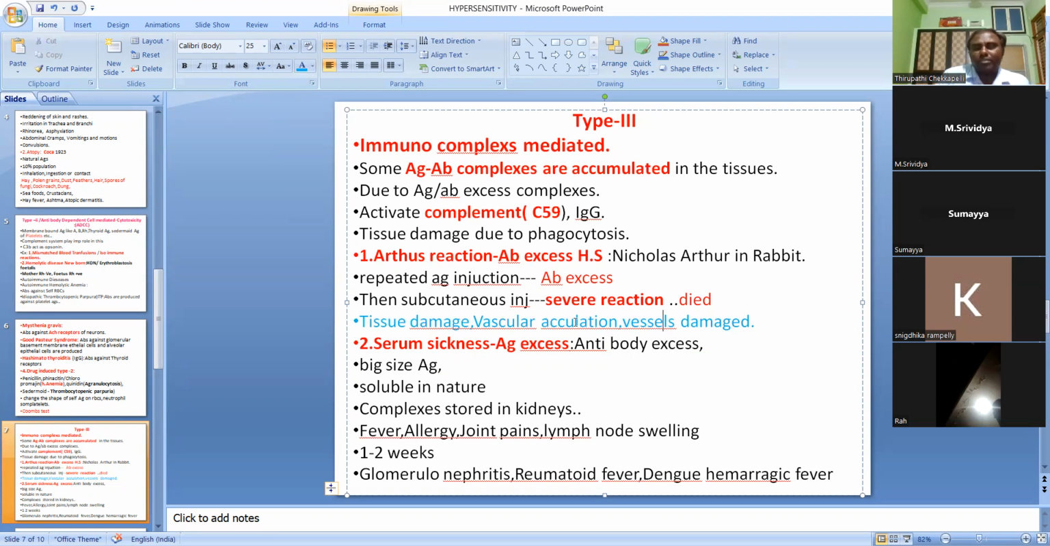Vascular accumulation. What is vascular accumulation? What it means is close. Accumulation means closing of blood capillaries, vascular blood capillaries. Accumulation means close. So vascular accumulation takes place.